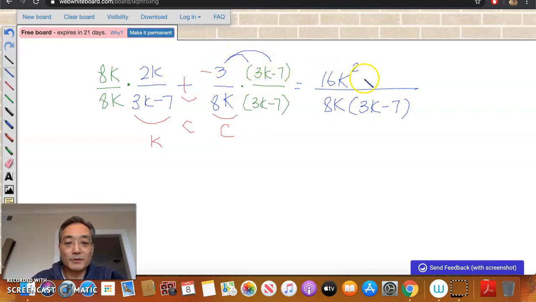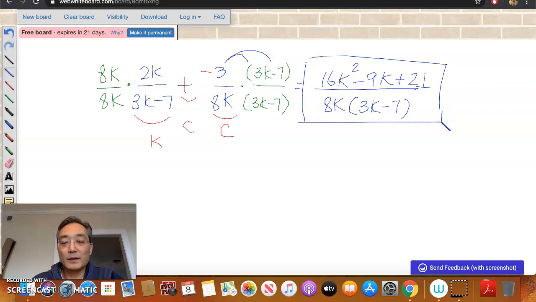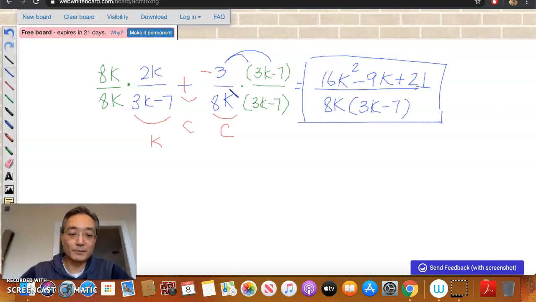Now distributive property here again. It's negative 3 times 3k is negative 9k. And then negative 3 times negative 7 is positive 21. There are no like terms up top, so it looks like that is going to be our final answer. Okay? Again, you can just keep it like this, as long as the directions don't tell you to express the answer in a certain form, that's perfectly fine.